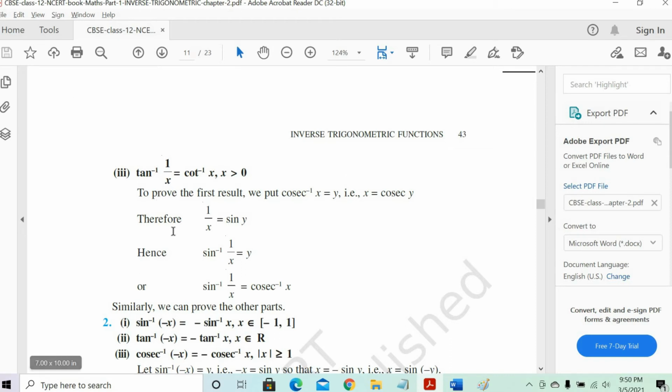Are you getting it, Vijay? This part? Tan inverse 1 by x is equal to cot inverse x. Yes, sir. Excellent. Superb.